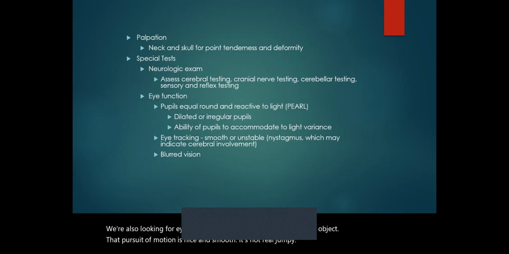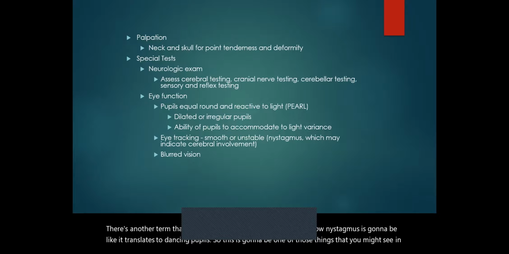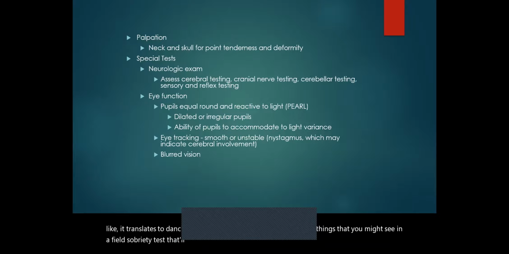There's another term that comes into play here called nystagmus. Now, nystagmus translates to dancing pupils. So this is going to be one of those things that you might see in a field sobriety test. They'll have you do smooth pursuit tracking as they have you follow their finger, a pen, something very small. They'll move it around your head, and they're looking for that nystagmus.